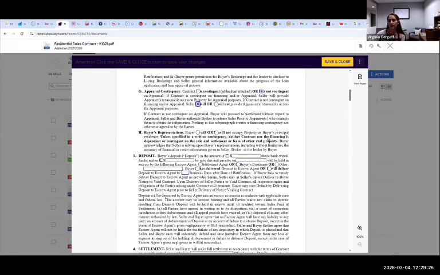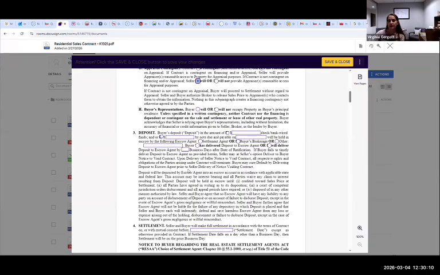So we have seen many cases where the seller needs to sell their house to buy something else, or the buyer needs to sell their house to buy this house. But if you don't make that a specific contingency, then the fact that you're going to occupy or not occupy the property doesn't necessarily automatically create a carve out or a contingency for this to happen. Buyer acknowledge that seller is relying upon buyer's representations, including without limitation the accuracy of financial or credit information given to seller, broker, or the lender by buyer.